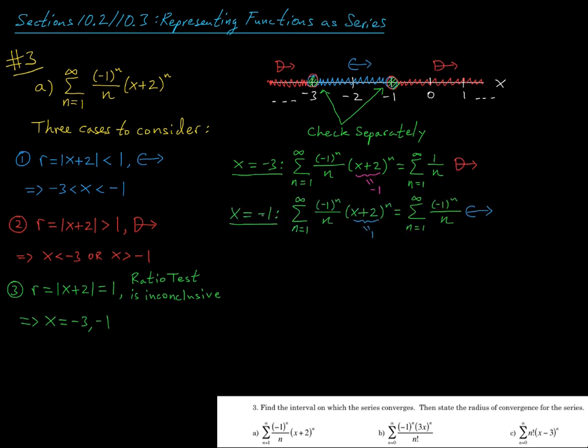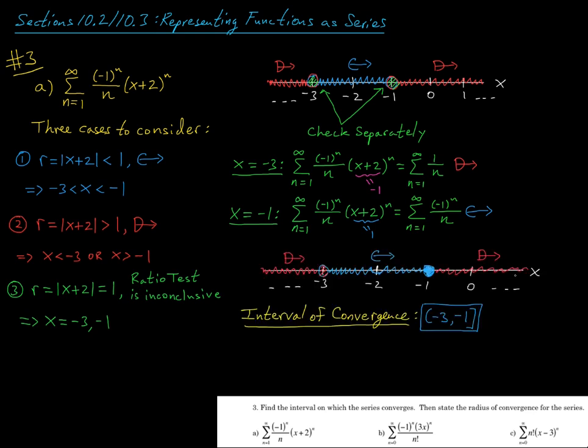Now when x is -1, here we have x + 2 equal to positive 1. And so (x + 2)^n is just 1. So now we're looking at the sum of (-1)^n over n. And this series converges by the alternating series test, right? b_n here is 1 over n, and that's certainly a decreasing sequence, and it approaches 0 as n approaches infinity, and so this series converges by the alternating series test.